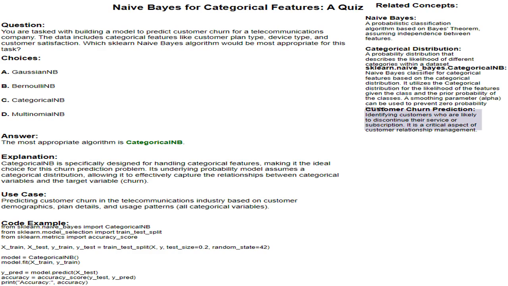From sklearn.naive_bayes import CategoricalNB. From sklearn.model_selection import train_test_split. From sklearn.metrics import accuracy_score. X_train, X_test, y_train, y_test = train_test_split(X, y, test_size=0.2, random_state=42). model = CategoricalNB(). model.fit(X_train, y_train). y_pred = model.predict(X_test). accuracy = accuracy_score(y_test, y_pred). Print accuracy.